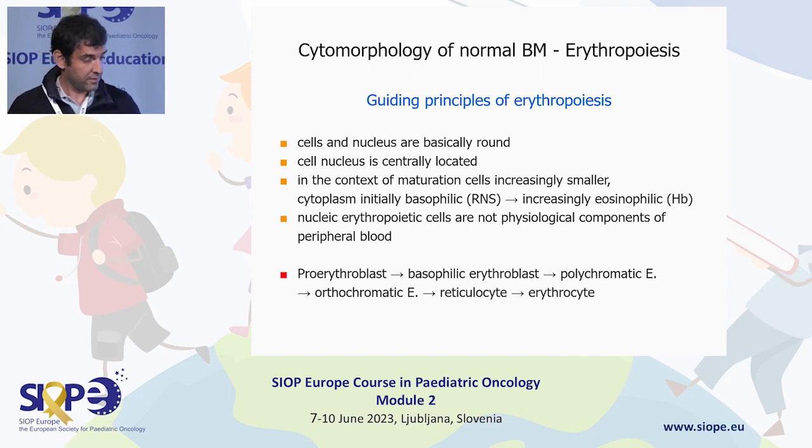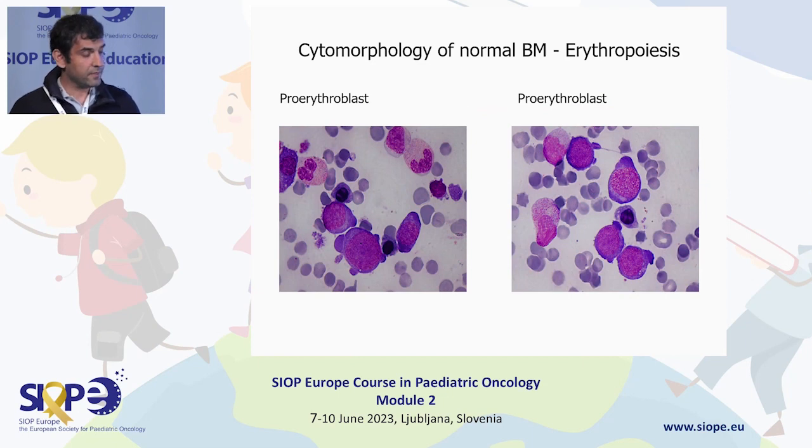I think this is something you know. Here you can see a picture of the proerythroblasts, and you can see this very deep blue cytoplasm, which is very typical. You see the round nuclei, and you see this so-called cytoplasmic pseudopodia, or what we sometimes say, these cytoplasmic ears. This is very, very typical.